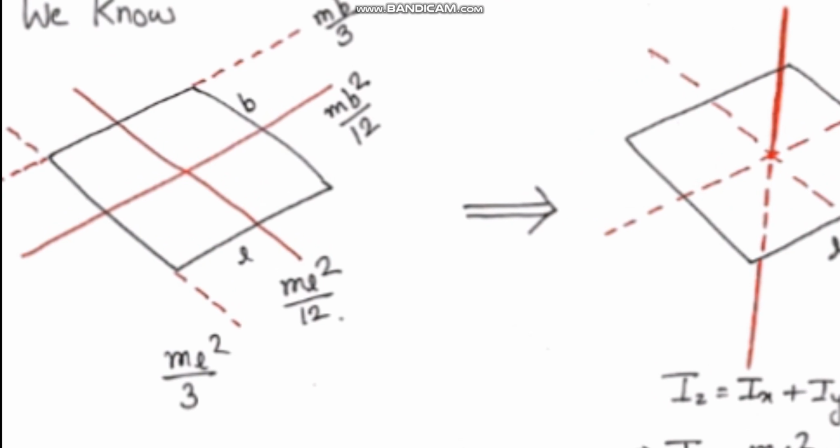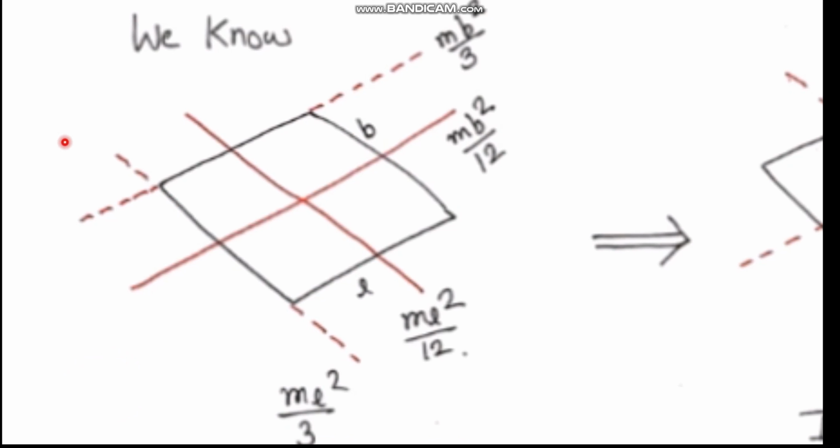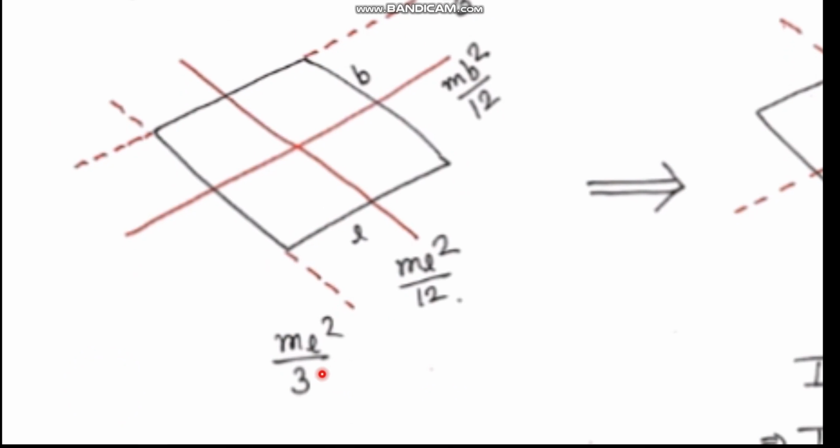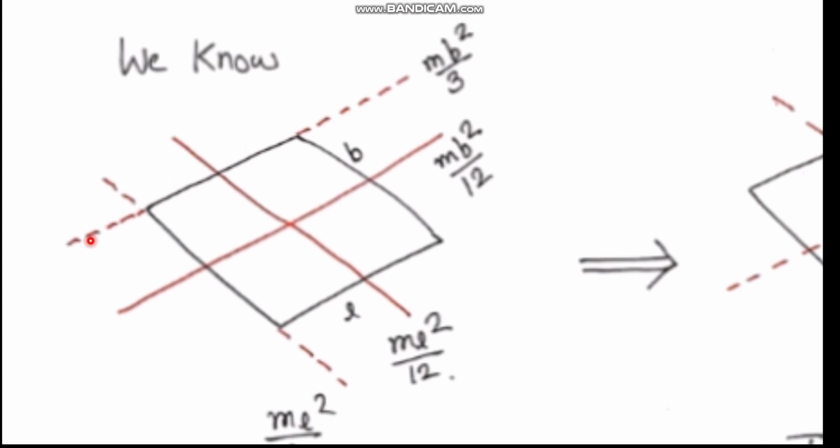Now we already know that for a rectangular sheet, the moment of inertia can be calculated as shown in this diagram. I have a rectangular sheet. This length is L, this length is B. The moment of inertia about this axis will depend on L. It will be mL square by 3. The moment of inertia about this axis will be mL square by 12. Similarly, for this axis, the moment of inertia will depend on B. It will be mb square by 12. The moment of inertia about this axis will be mb square by 3. This we have already calculated.